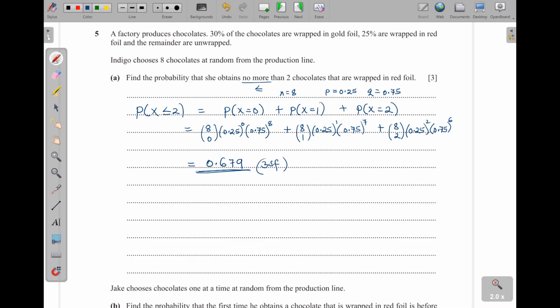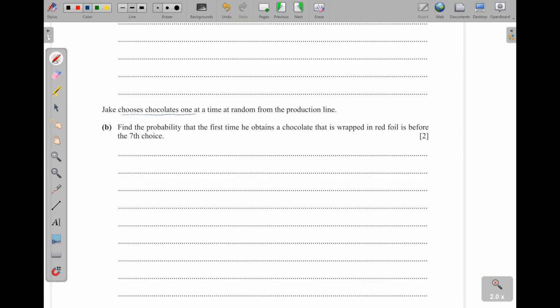As simple as that. Jake chooses chocolates one at a time at random from the production line. Find the probability that the first time he obtains a chocolate that is wrapped in the red foil is before the 7th choice. Now this one becomes a geometric distribution because the n, the number of times the experiment is done, is not known. Not infinite, but is not known. Okay, so this is a geometric.